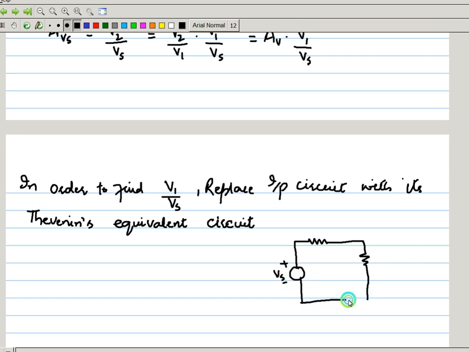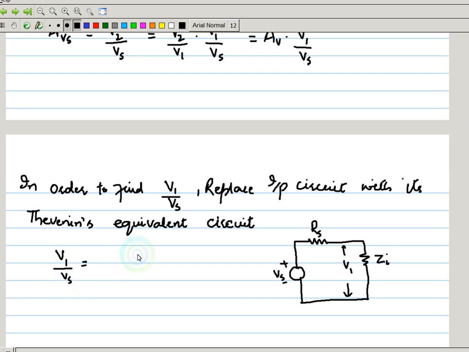Now let us replace it like this. Rs is the source resistance, and this total resistance of the input part of the circuit is represented by Zi. V1 is the voltage which is appearing at the input terminals 1 1 dash. Now we need to find out V1 by Vs.